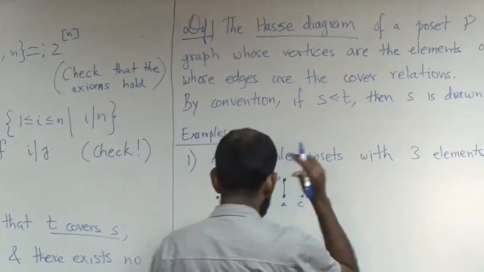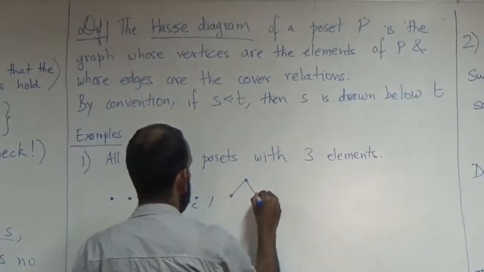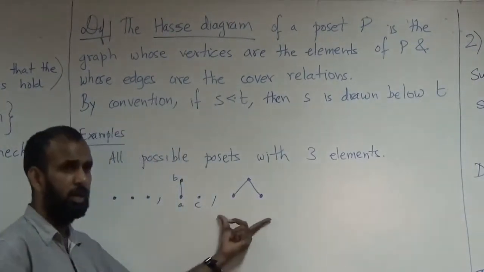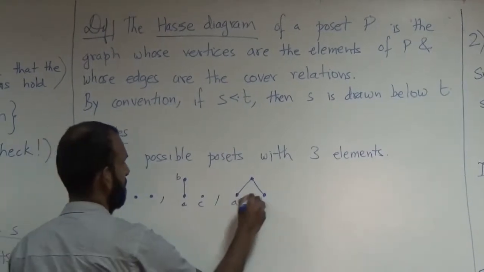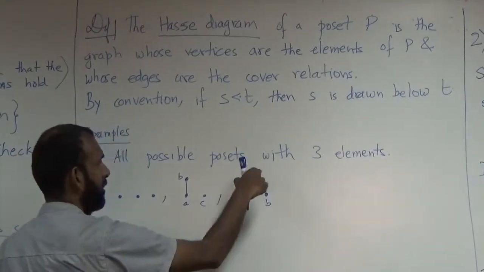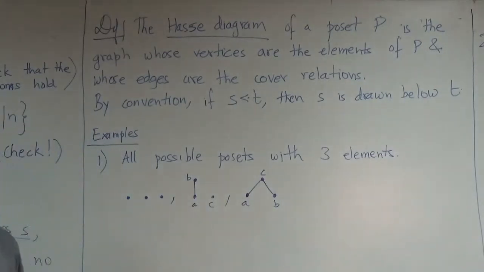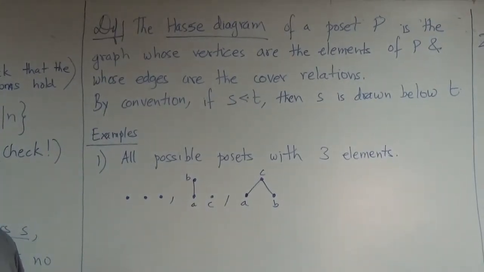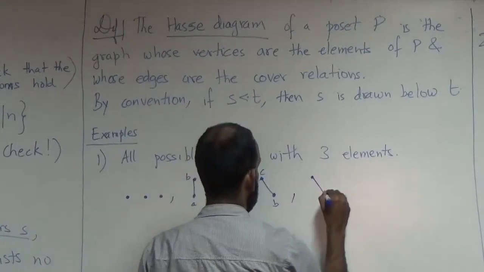Okay, then you have the poset where there are 2 elements at the bottom and 1 at the top. So again, if I were to label them, C covers both A and B, but A and B are not comparable. Okay, the converse can happen.